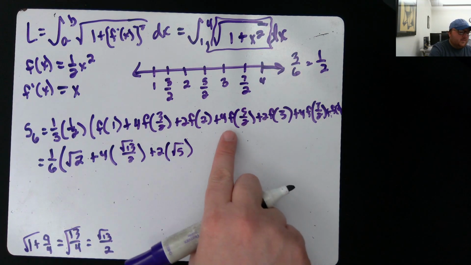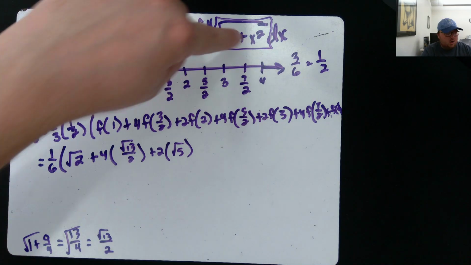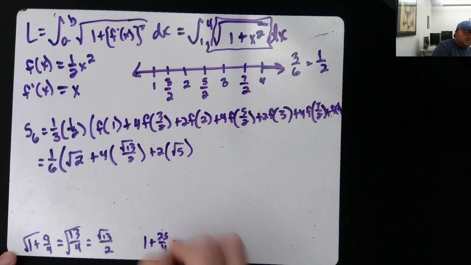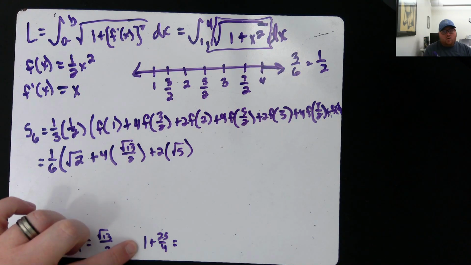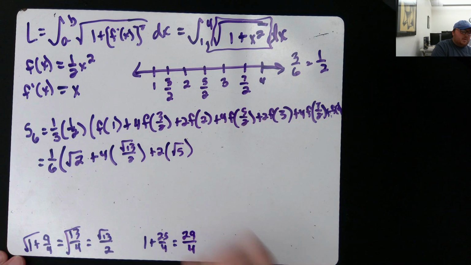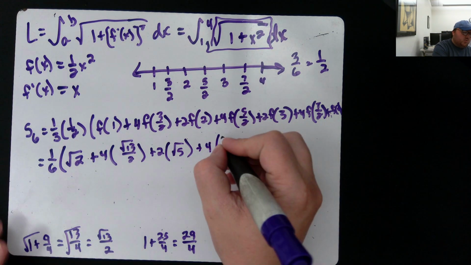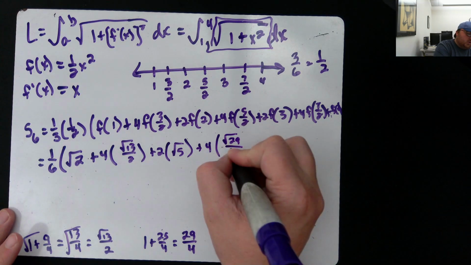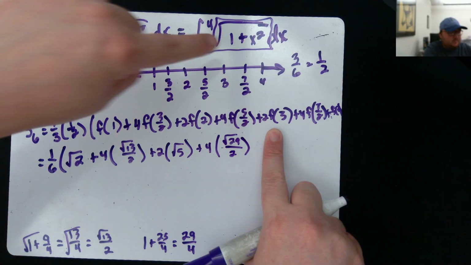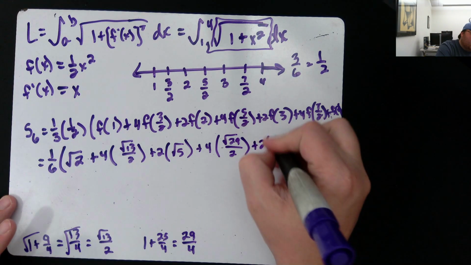Then f of 5 over 2. 5 over 2 squared is 25 over 4. 1 plus 25 over 4. Once again, remember 1 is like saying 4 over 4. 4 plus 25 is 29. But I'm taking the square root of it. Square root of 29 we can't do, but the square root of 4 is 2. F of 3. 3 squared is 9 plus 1 is 10. So this is 2 times the square root of 10.